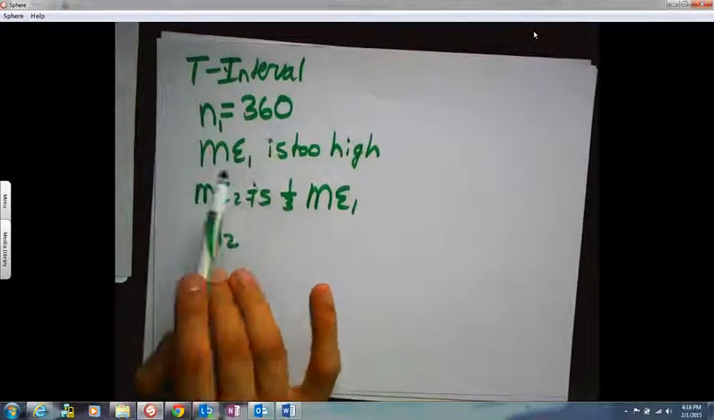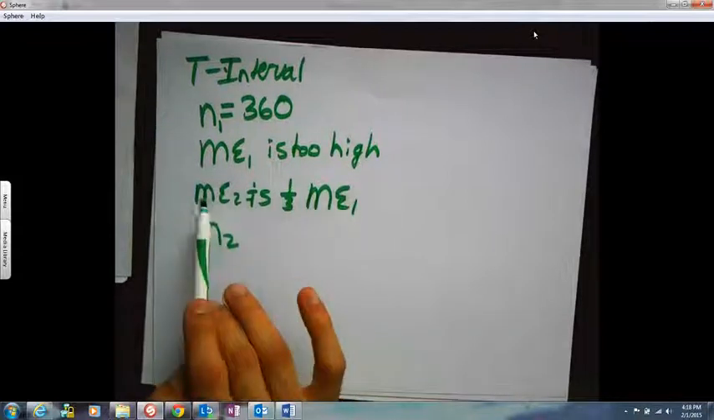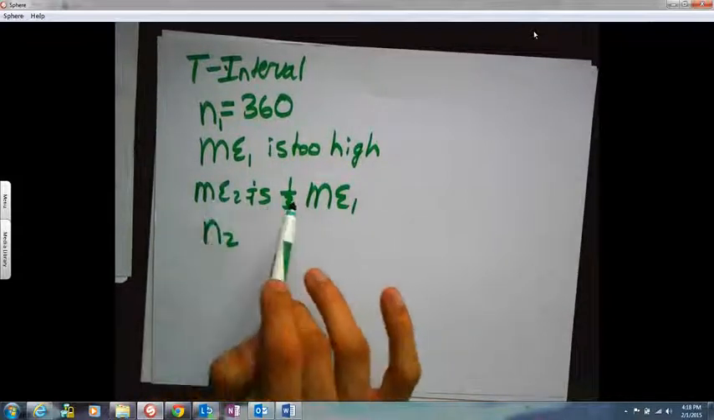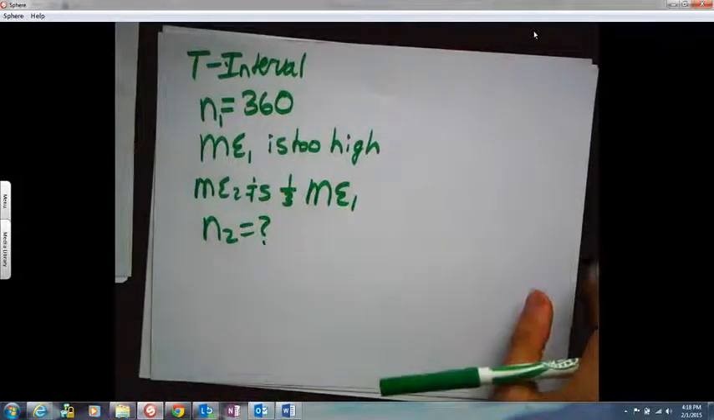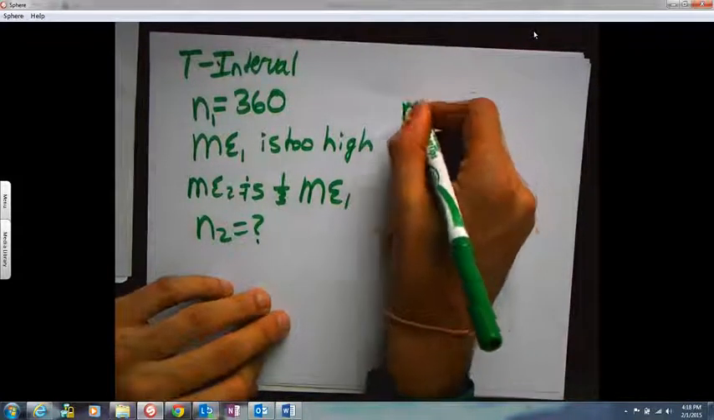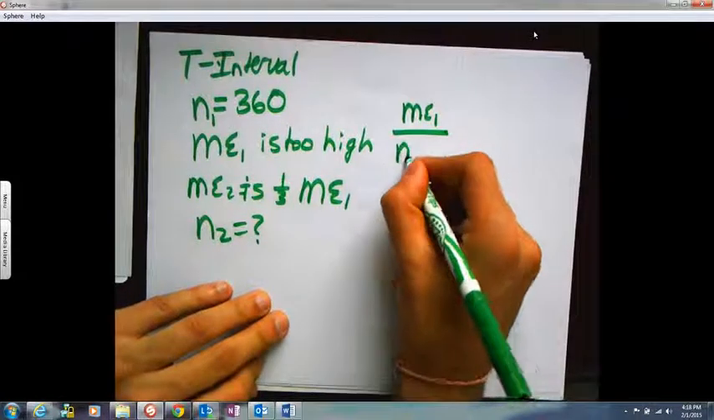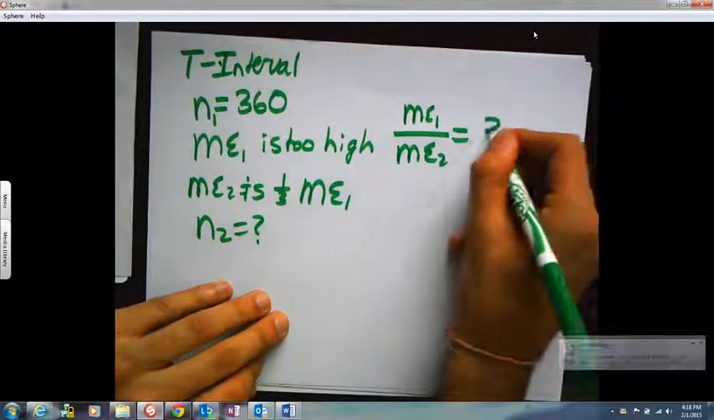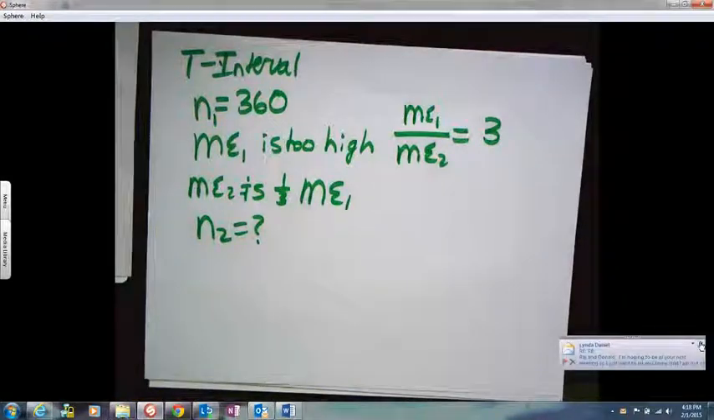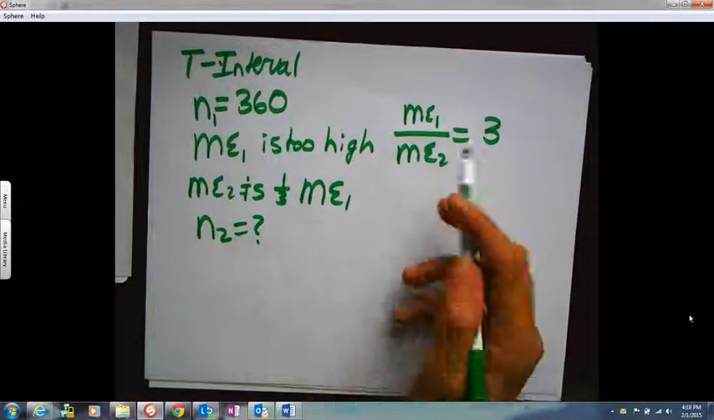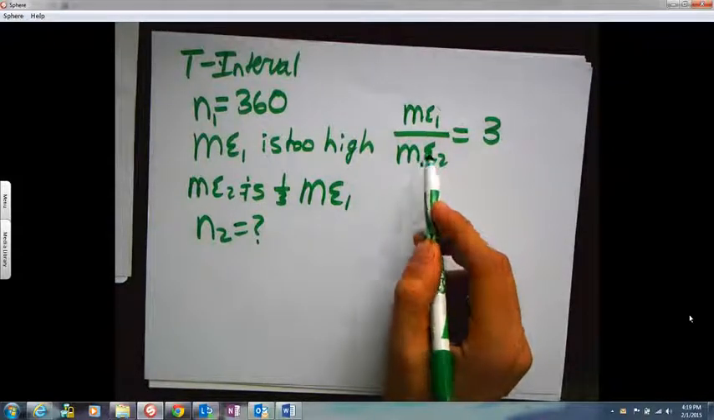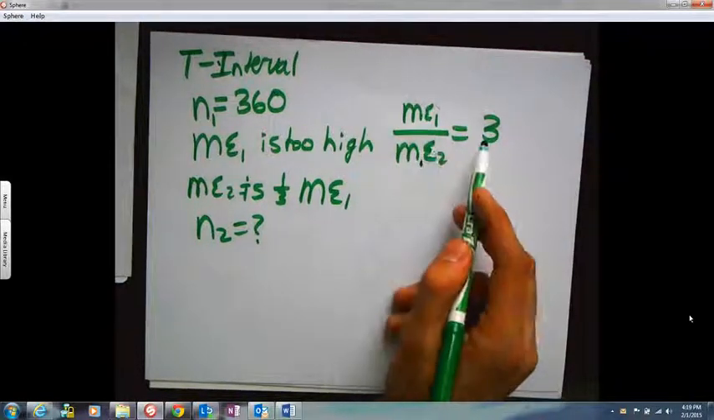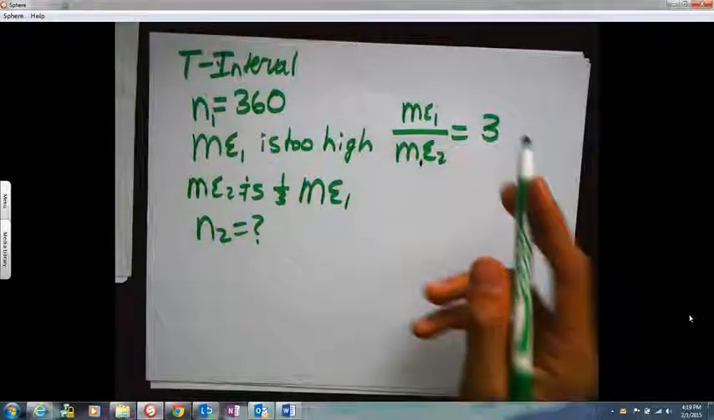We want to use a t interval. n1 is 360. Margin of error 1 is too high. And we know that we want margin of error 2 to be 1/3 margin of error 1, and we're trying to solve for n2. So margin of error 1 divided by margin of error 2 needs to equal 3. The reason for this is margin of error 1 is too big, and margin of error 2 is just 1/3 of it. So this divided by this must be 3. So this is really 3 over 1.